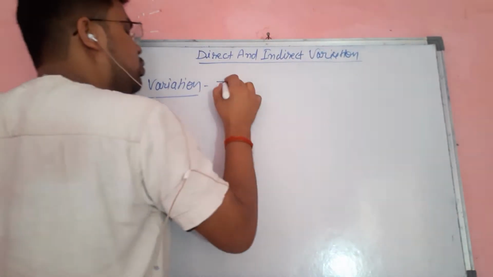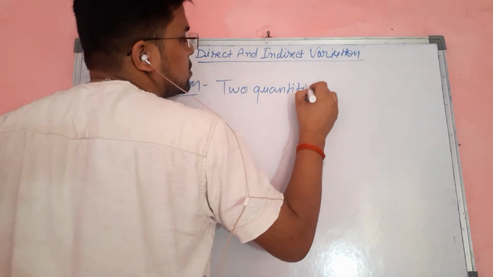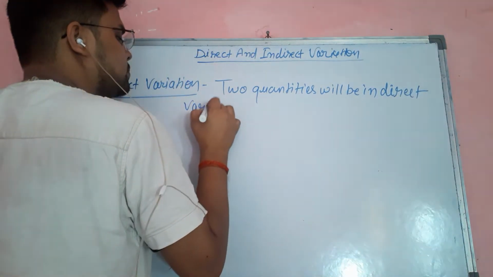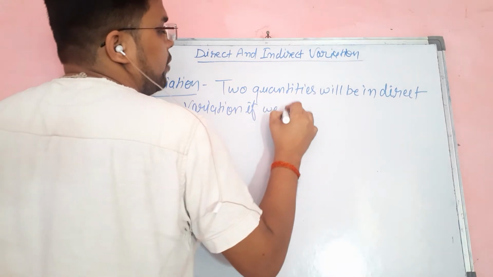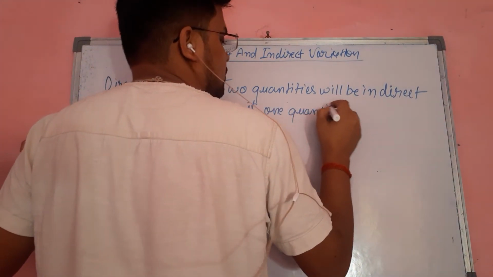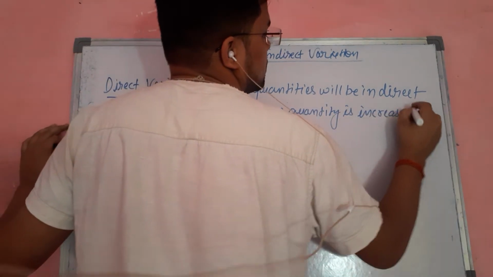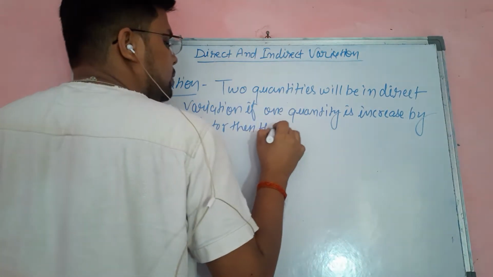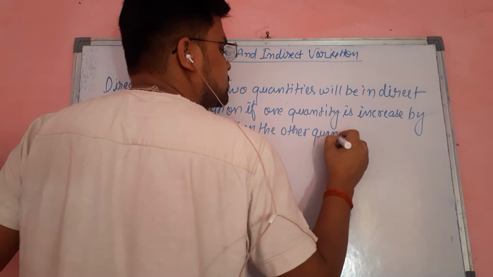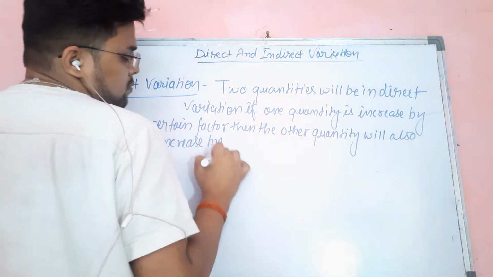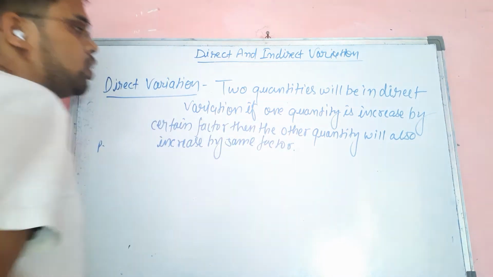Direct variation: two quantities will be in direct variation if one quantity is increased by a certain factor, then the other quantity will also increase by the same factor. So this is the definition of direct variation.